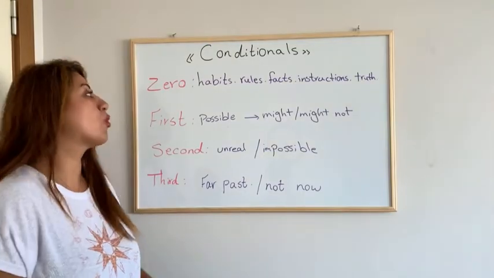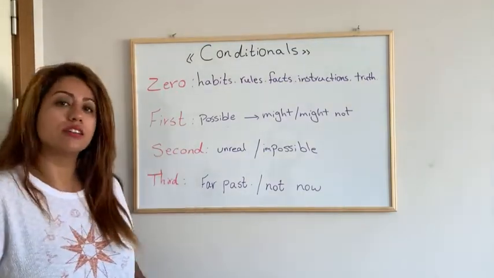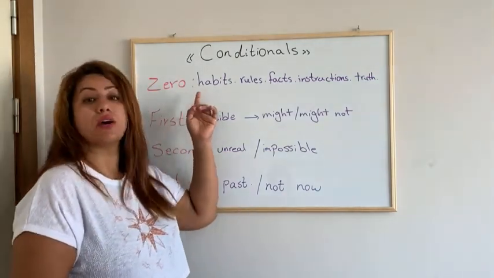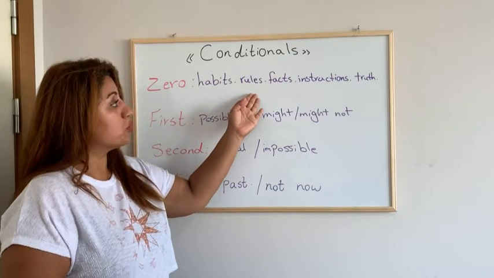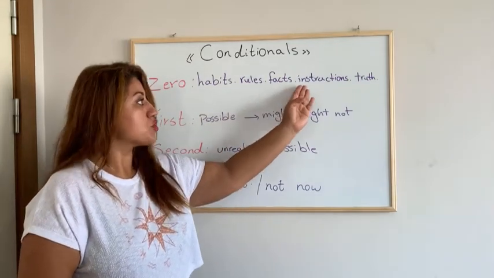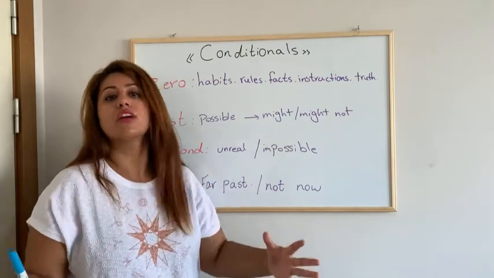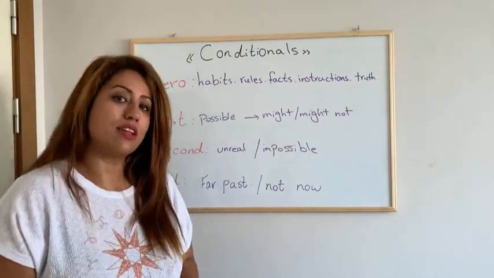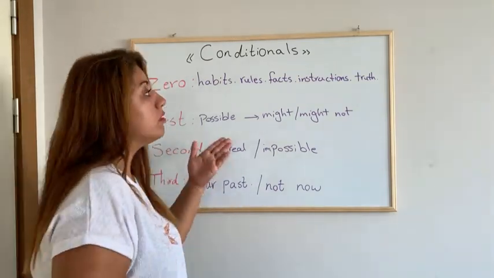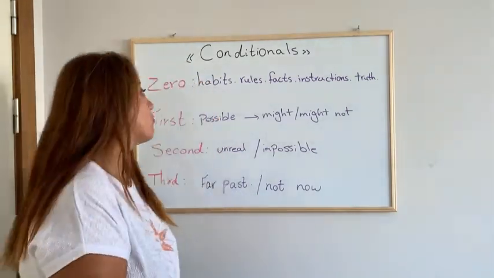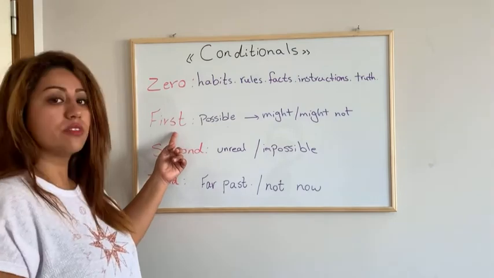we have 4 forms here, the conditionals. 0, as we talked, is about habits, rules, facts, instructions, or truth. Whatever is generally correct, or it happens, or generally people expect to happen. We use 0. Then it's first.